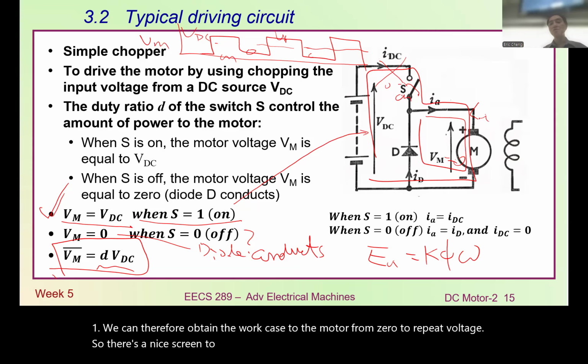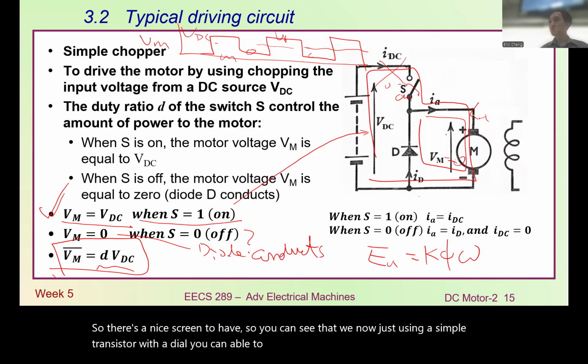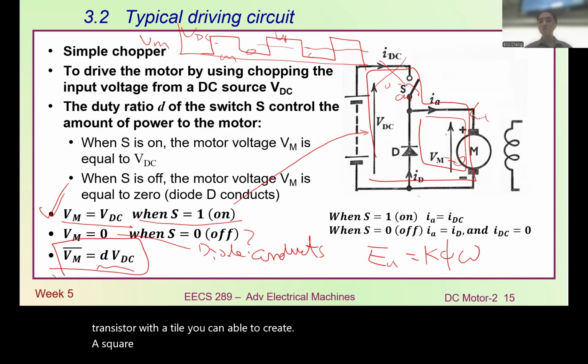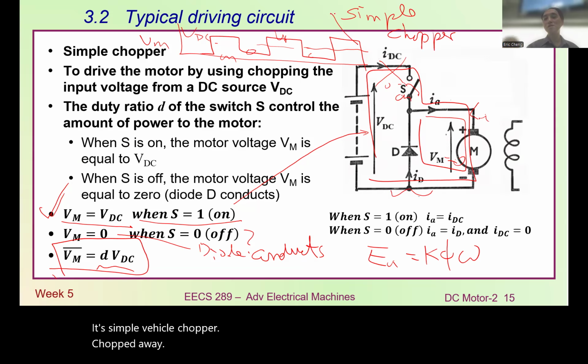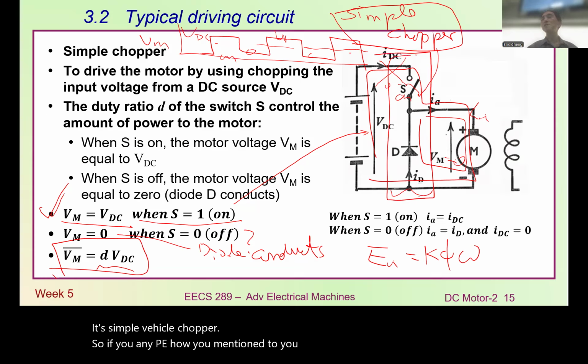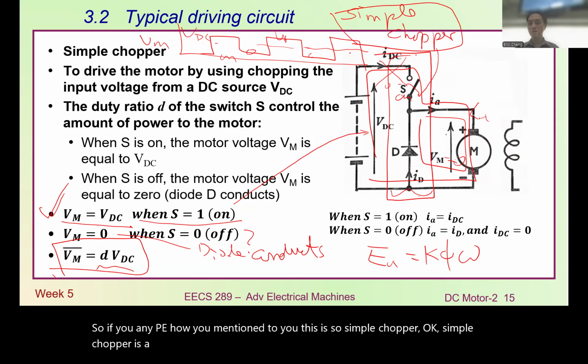So you can see that just using a simple transistor with a diode, we are able to create a square waveform. This circuitry is really the most basic DC motor control. We call it the simple chopper. It chops the waveform. So if anyone mentions power electronics to you, the simple chopper is a typical controller name for this particular application.